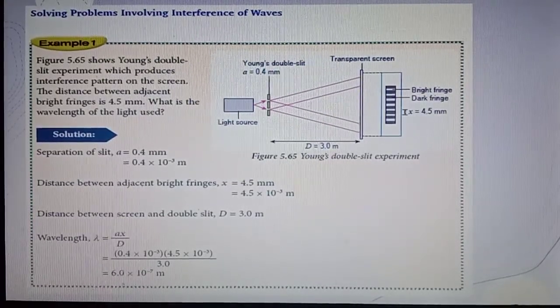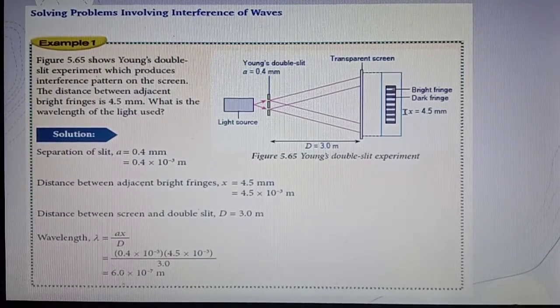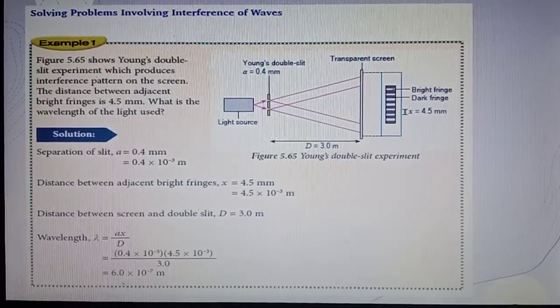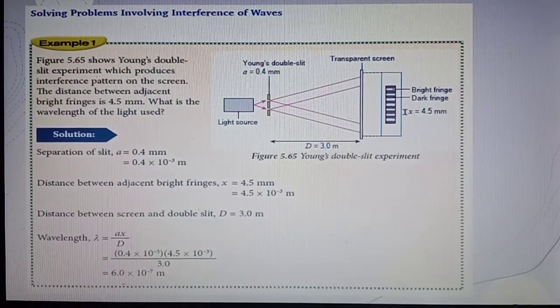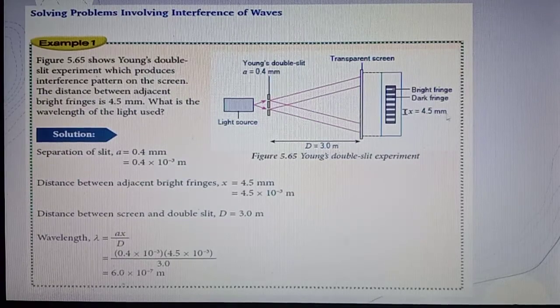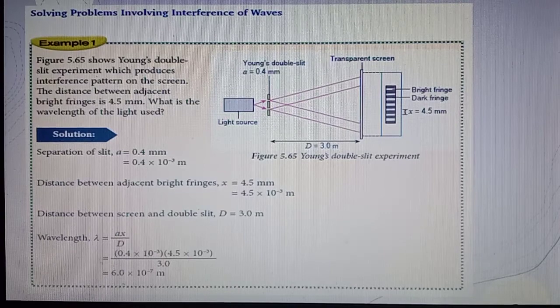Okay, so now we want to discuss problem solving. If there is a formula, there's always a calculation problem. Look at example 1. This is Young double slit experiment. The slit separation distance between the two slits, a, is 0.4 millimeter. Capital D, the distance from the slit to the screen, is 3 meter. The distance between two consecutive bright fringes, x, equals 4.5 millimeter. So all the values are given. Now we want to apply the formula lambda equals ax divided by D.